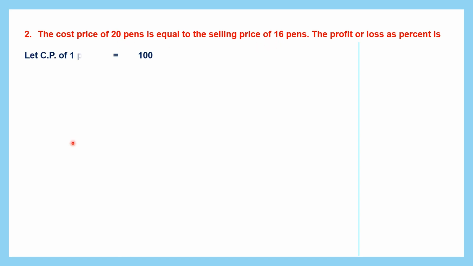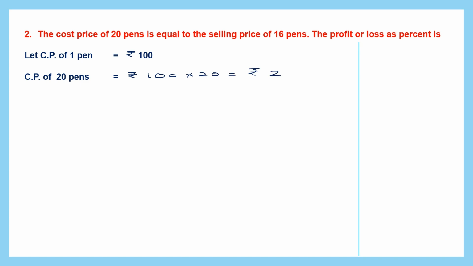So let's begin. So let the cost price of 1 pen be 100. Okay, so cost price of 20 pens is equal to the cost price of this, but they've not told us how much it is. So let's consider the cost price of 1 pen to be 100 rupees. Okay, so we'll make that 100 rupees. Then the cost price of 20 pens, if the cost price of 1 pen is 100 rupees, cost price of 20 pens will be 100 into 20.